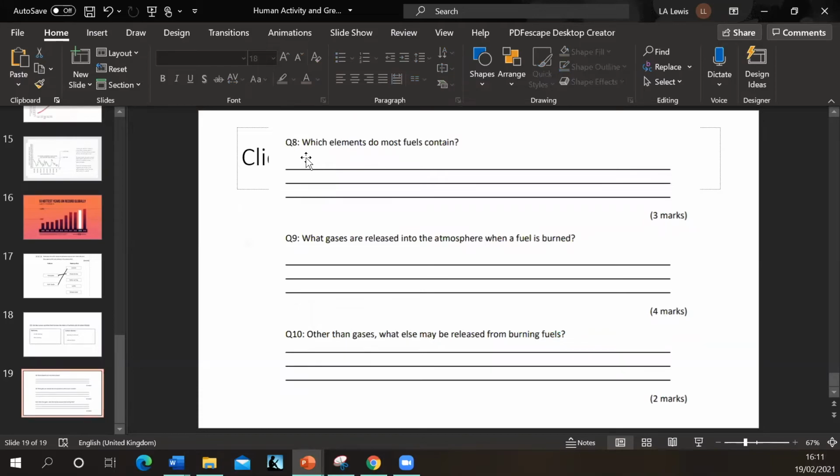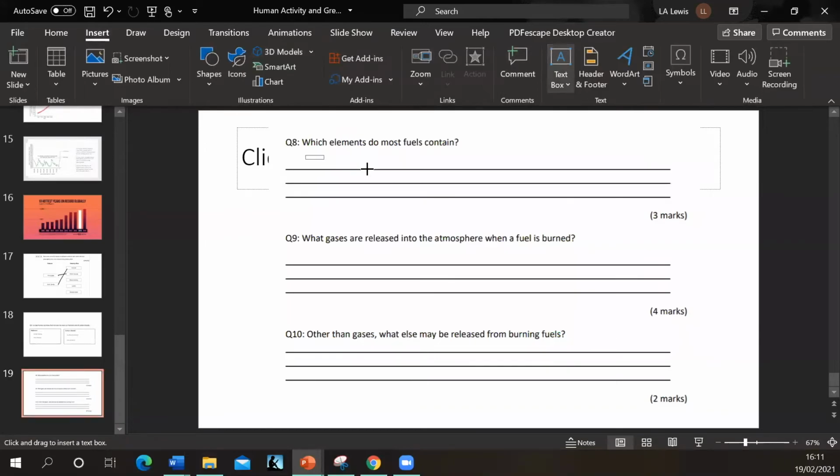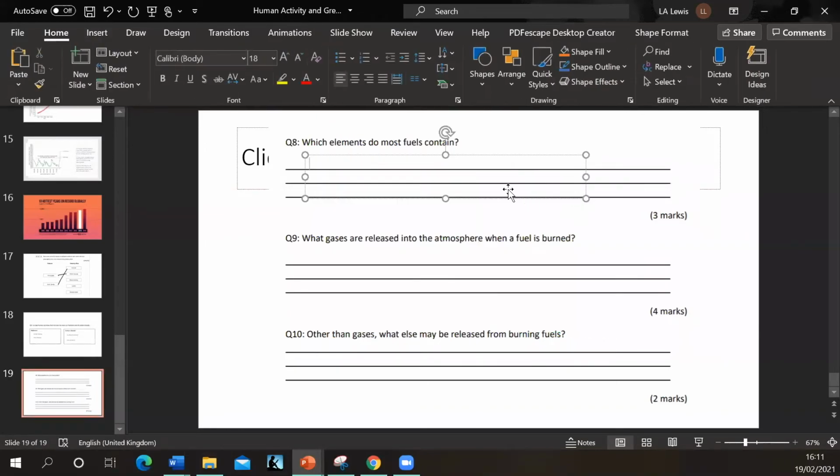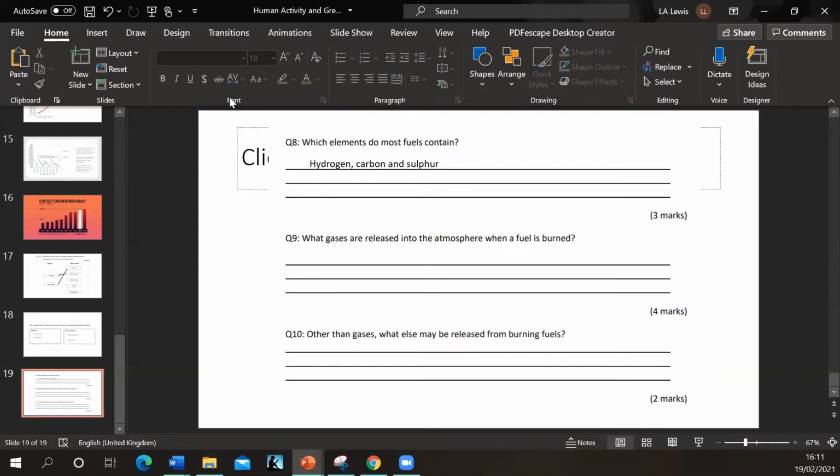Okay, remember this is the one I said was important about the elements, because this is for an exam, and I noted it down to talk about in this video to students. It was about some things you might not think are going to be in it. So, which elements do most fuels contain? Hydrogen, carbon, so there are hydrocarbons, and sulfur.